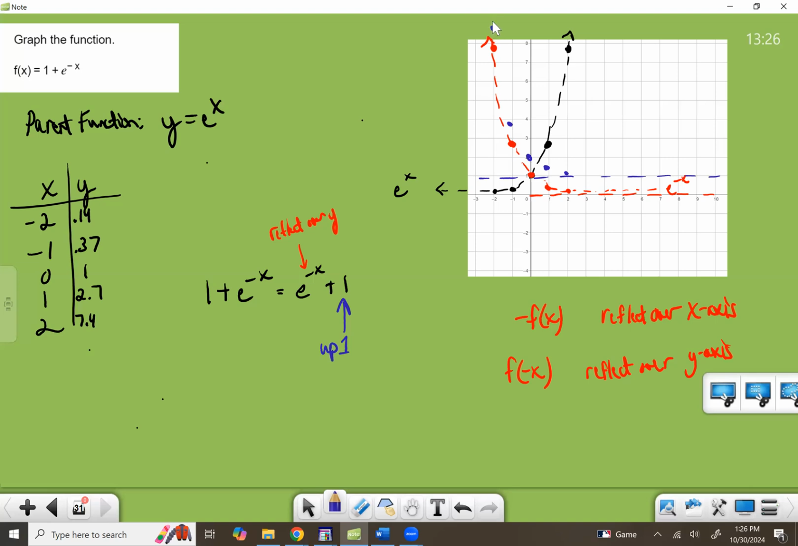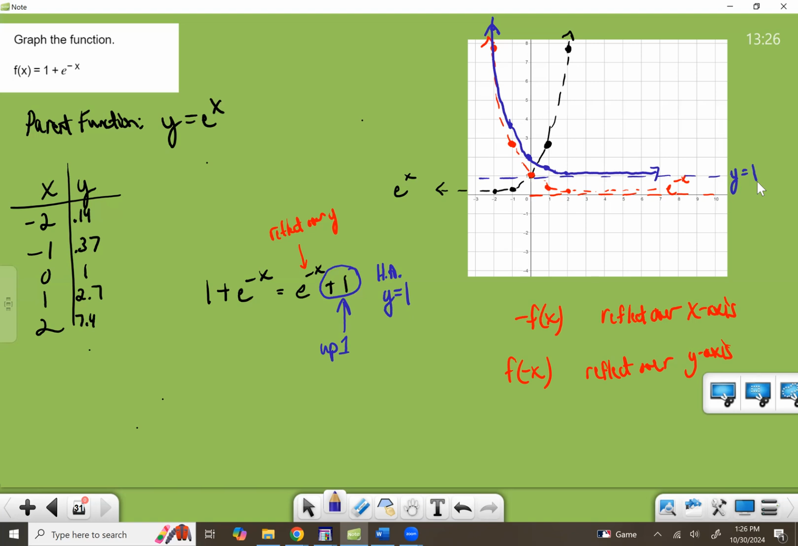A really helpful thing to know is that the last number in the function is going to be your horizontal asymptote. So you can just look at this right away and know that you have a horizontal asymptote at y = 1. And that's what this blue line right here is. That'll help guide your graph.